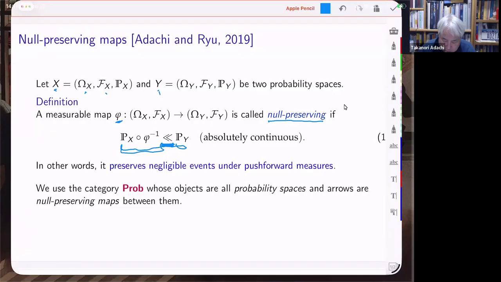In this talk I don't use it, but for some intuition it is helpful. Then we make a category, Prob, whose objects are all probability spaces and whose arrows are null preserving maps between them. All right.